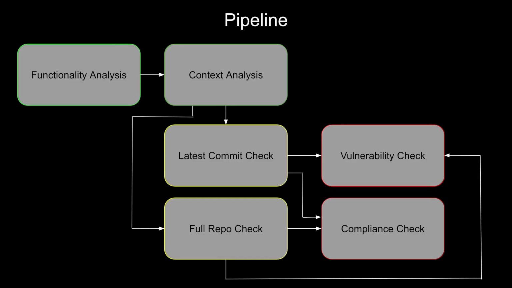It first conducts functionality analysis and then conducts contextual analysis. This helps the LLM understand the code base. Based on that, it can conduct a vulnerability check or compliance check on the latest commit or the entire repository.